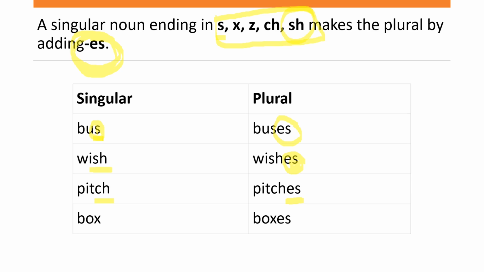Lastly, we have box. This word ends with the letter x at the end. So how are we going to create its plural form? By again adding es at the end. Boxes. By adding es at the end, we have created its plural form.